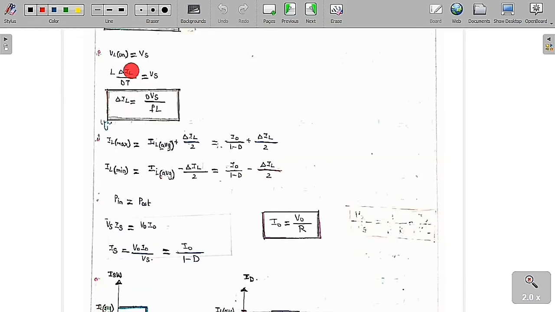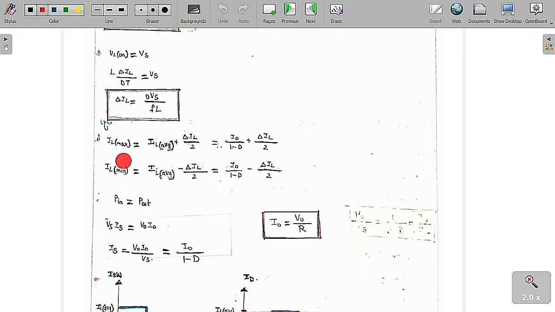During the on condition, whenever the switch is on, VL on is equal to Vs. In this range, the current is changing from IL minimum to IL maximum. So L into the amount of change, delta IL by T on, is equal to Vs, where T on is equal to D T. If you solve this, we get the ripple current delta IL equal to D into Vs by F into L. So this is the change in ripple current that we are going to get, which is delta IL.